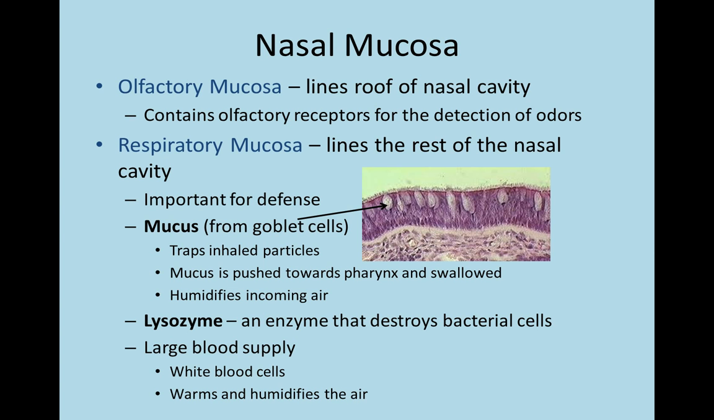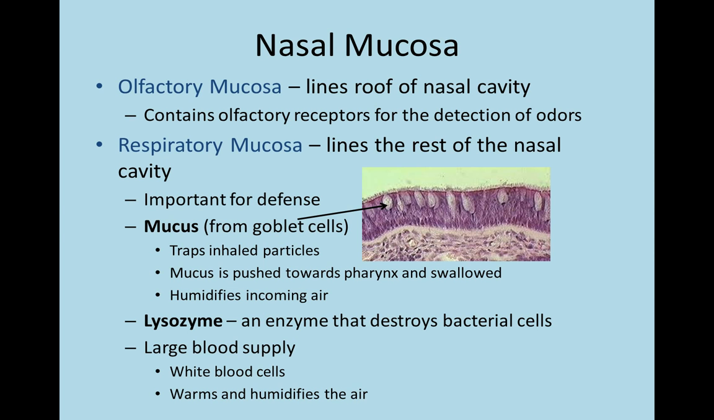And another function of that mucus, aside from trapping pathogens, is it does help to humidify the incoming air. The mucus has a lot of moisture, water in it, so it helps to humidify the air before that air can go down into your lungs. Another thing you find in the nasal mucosa is an enzyme called lysozyme, which is antimicrobial, and it can destroy certain types of bacterial cells. So again, that's a defense mechanism.